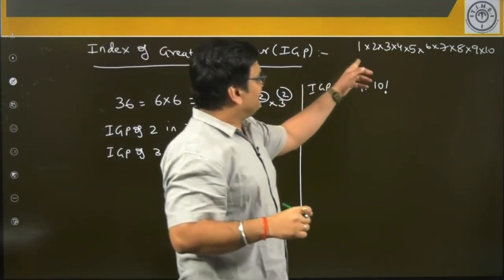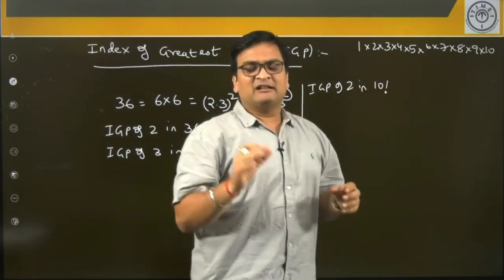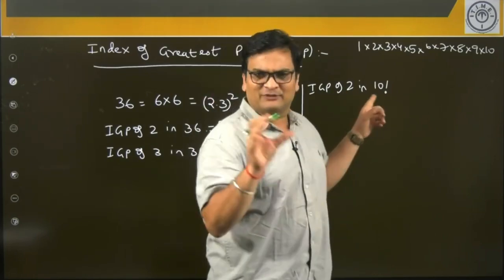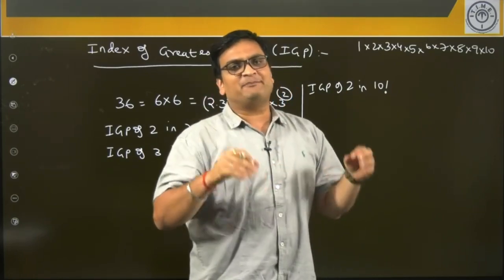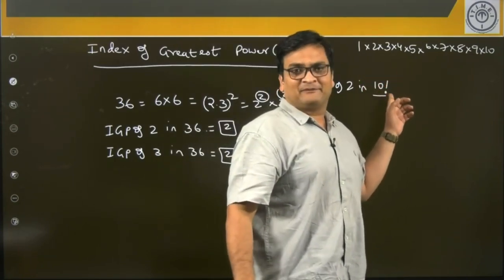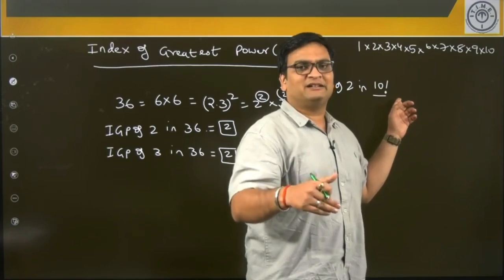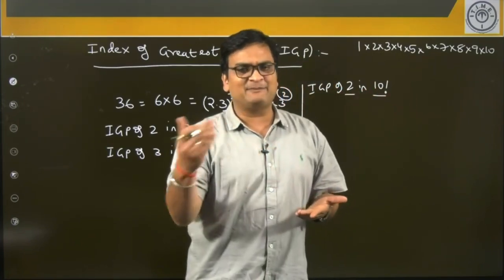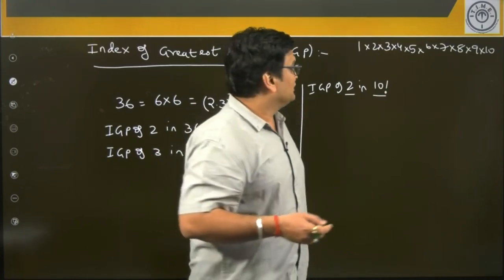Now, when you prime factorize this 10 factorial, what is going to be the power of 2, we are asking, that is IGP. So IGP, plain and simple understanding: you prime factorize a given number, and in that you search for the power of the required number. For example, right now the required number is 2, I want IGP of 2, so you search for the power of 2. So how do we do that?